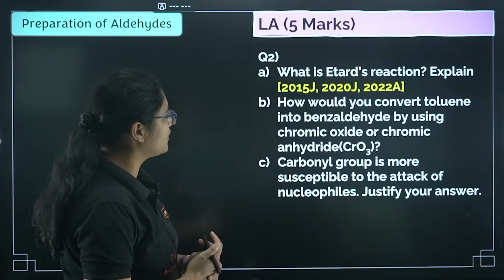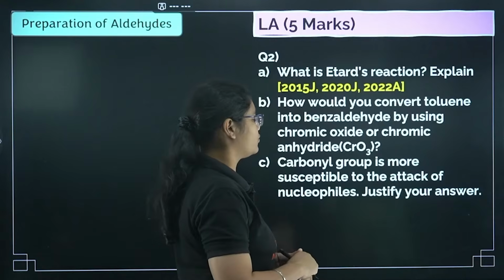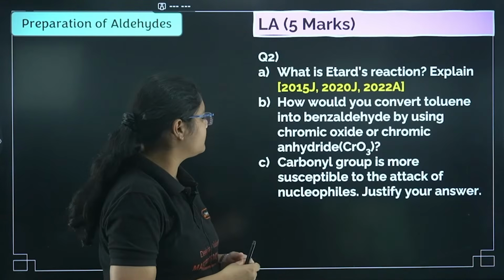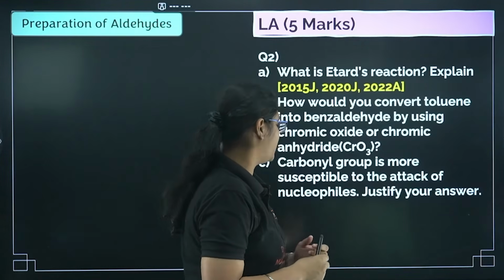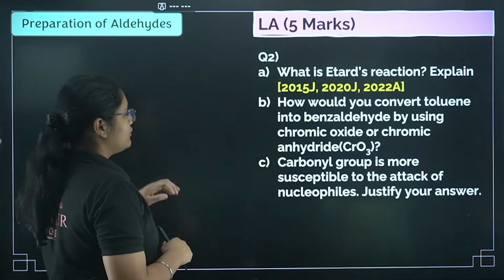Next question is: what is the Etard reaction? Explain. How would you convert toluene into benzaldehyde by using chromic oxide or chromic anhydride? Next, the carbonyl group is more susceptible to the attack of nucleophiles. Justify your answer. Okay, now you see this one.